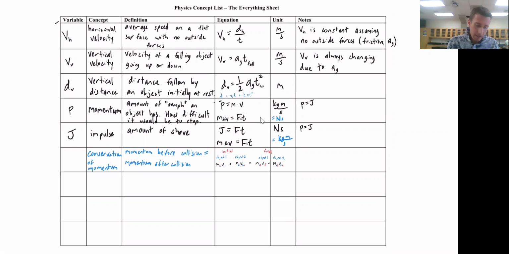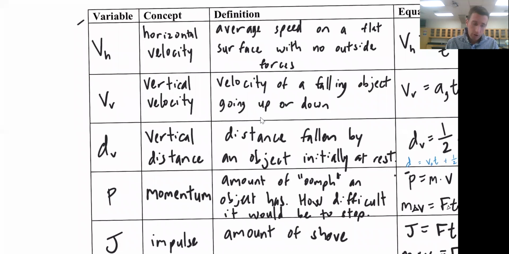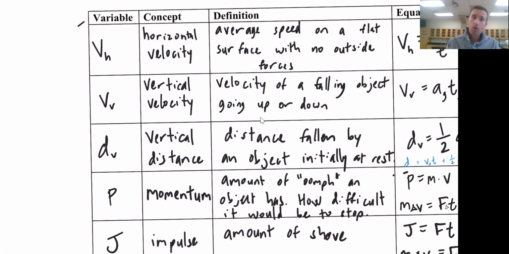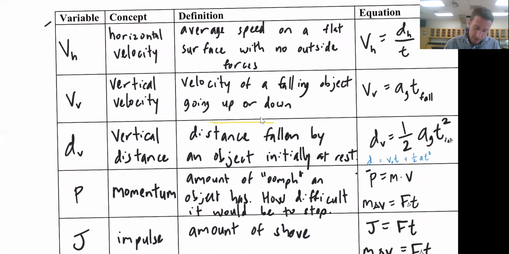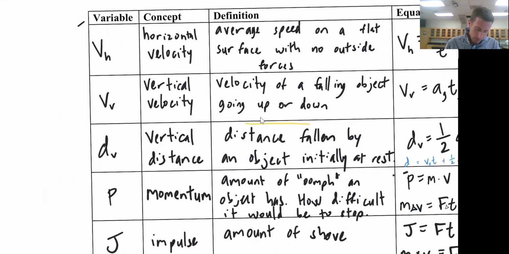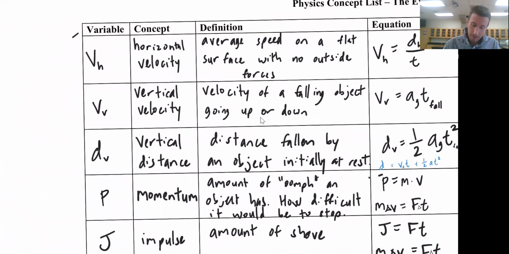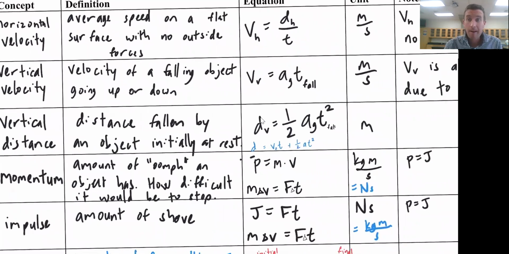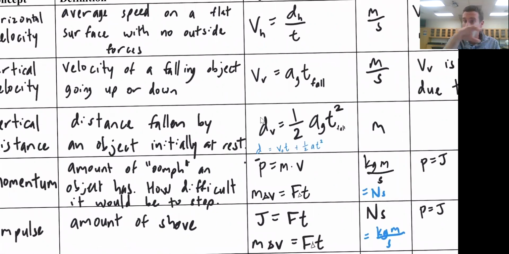Okay, so concept number 1 is horizontal velocity. So horizontal velocity, we're going to represent with v sub h, right? V for velocity, and then the subscript h for horizontal. And horizontal velocity is the average speed on a flat surface with no outside forces. So what that means is the object is moving sideways and nothing is pushing back against it, so it's a constant horizontal velocity, no forces of friction, anything like that.